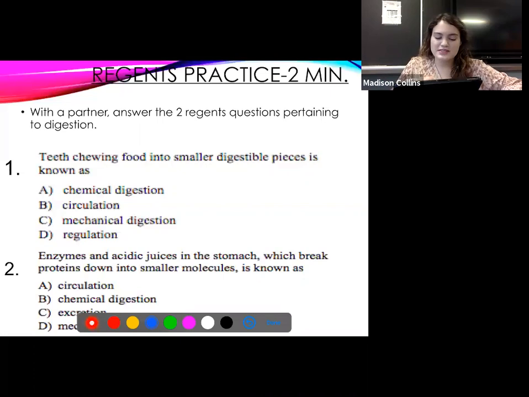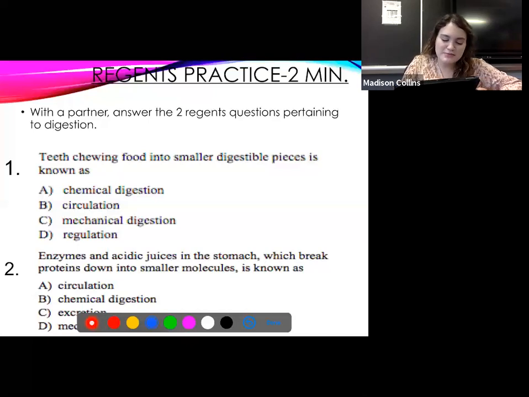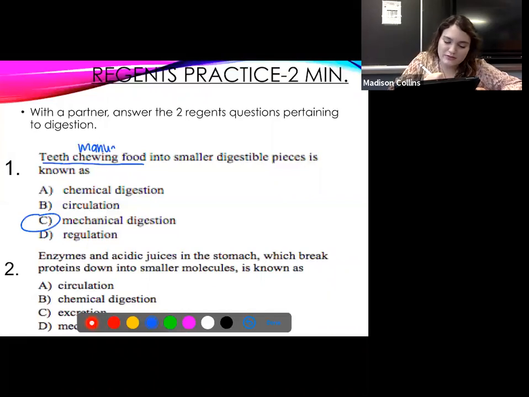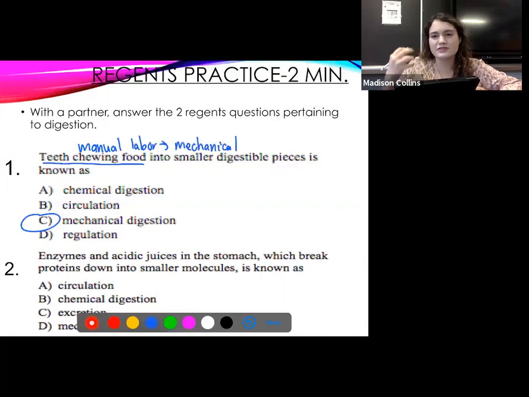All right, so the first one, teeth chewing food, right? When you are gnawing on, the first thing that came to mind was a steak. If you're chewing on a steak, you're breaking down that food into smaller molecules. That's going to be mechanical digestion, right? So if your teeth are chewing or gnawing down on that food, that is manual labor, right? That is mechanical digestion. You are actively chewing and actively breaking that food down. Your teeth grinding is what's breaking that food apart. So you are doing the manual labor there.